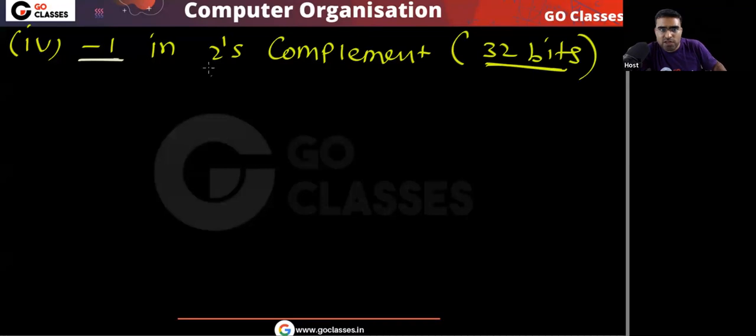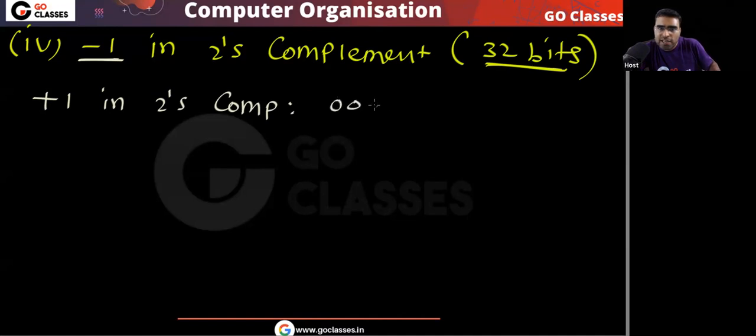If you want -1 in 2's complement, then first what will you do? Tell me. First you will write plus 1 in 2's complement. Okay, so just see plus 1 in 2's complement. What will that be? That will be all 0 ending with 1. Yes or no? All zeros and ending with 1. So this will be your plus 1.